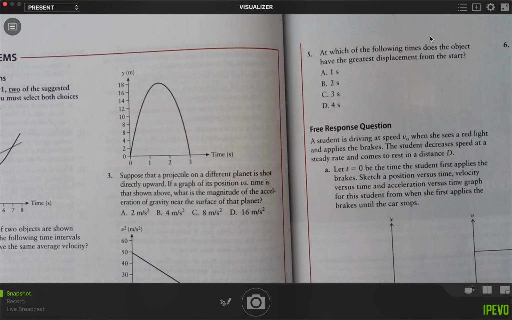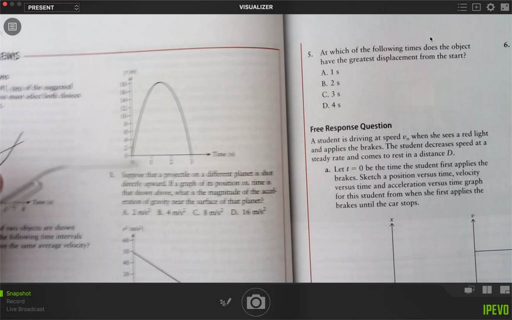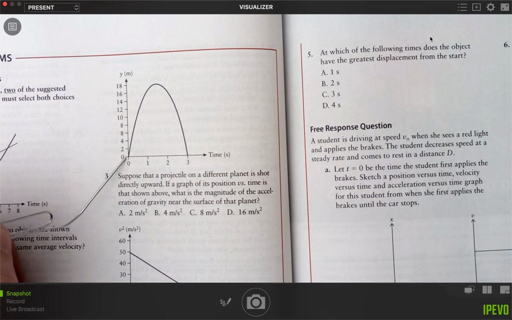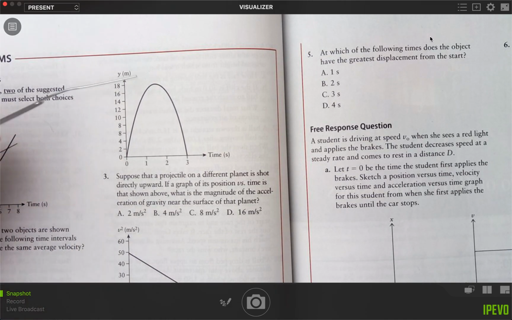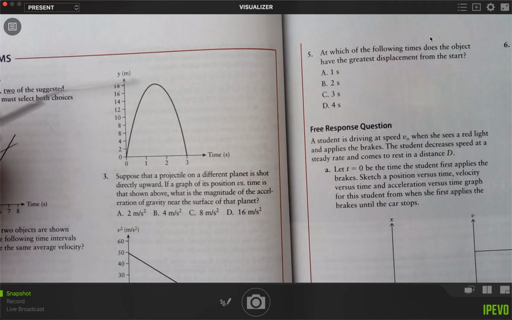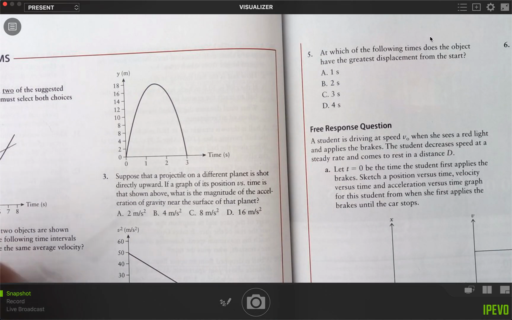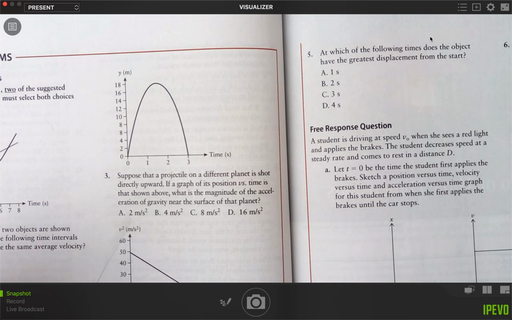So for question number 3 now, we're getting asked, suppose we have a projectile on a different planet. So we're going to get something on a different planet, and we're going to shoot it up. And so that's what we see here. It gets shot up, and then it comes back down. It takes 3 seconds to go up. To come back down takes 3 seconds. But at its highest point, we see that it gets up to 18 meters. And what we're going to try to use is its vertical position with respect to time to find the magnitude of that acceleration due to gravity. That's what we've got to try to find here for this number 3.